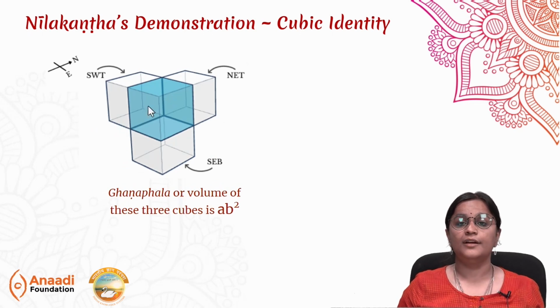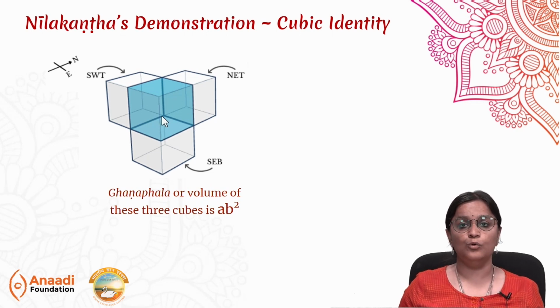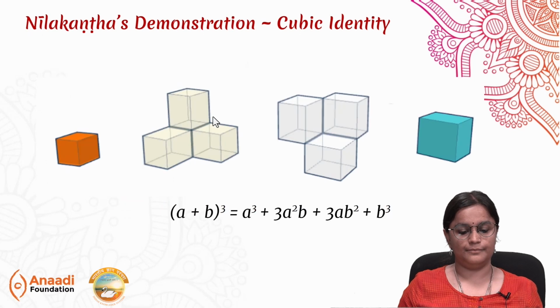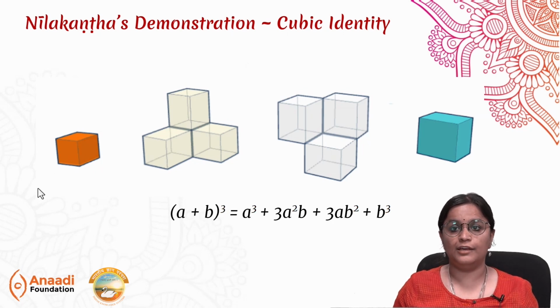Next, we observe that the cube on the top is of dimension B into B into B. So, this is a B cube which we have gotten after our slicing process, and the 3 cuboids which share a surface with this B cube are of the dimension B into B into A, giving them the volume of AB square. Putting these components together, we find that (A plus B) whole cube equals A cube plus 3A square B plus 3AB square plus B cube.